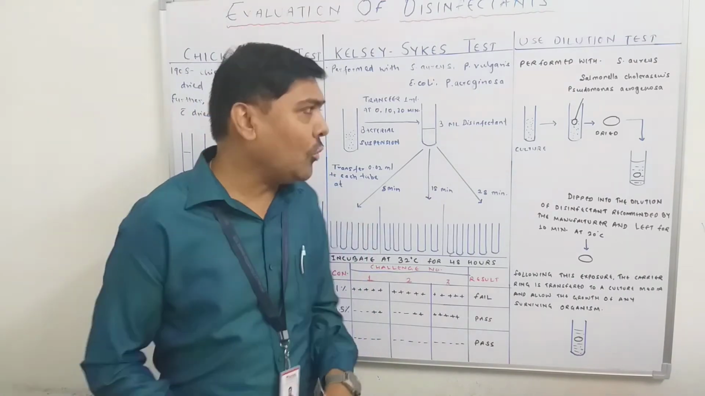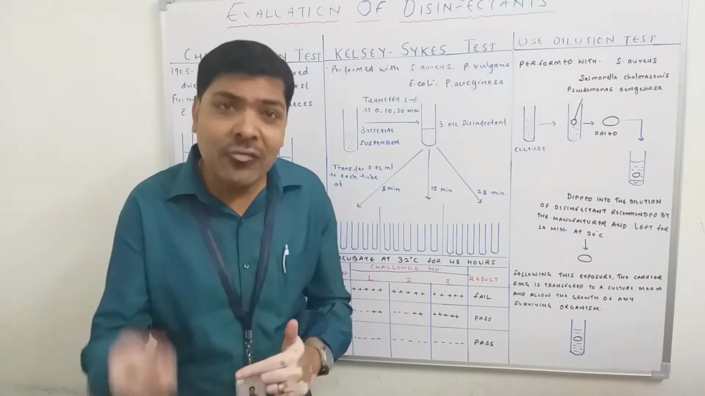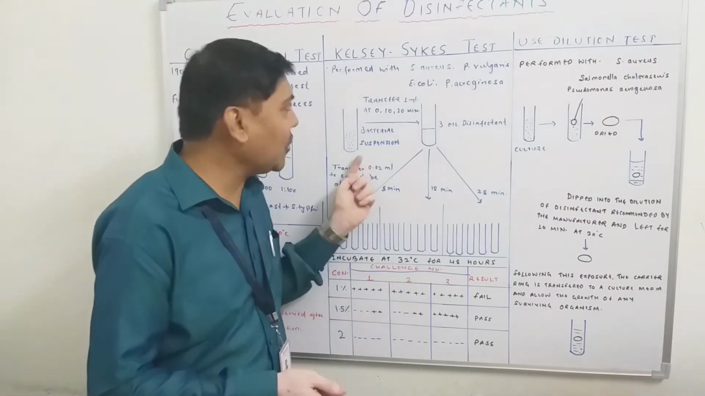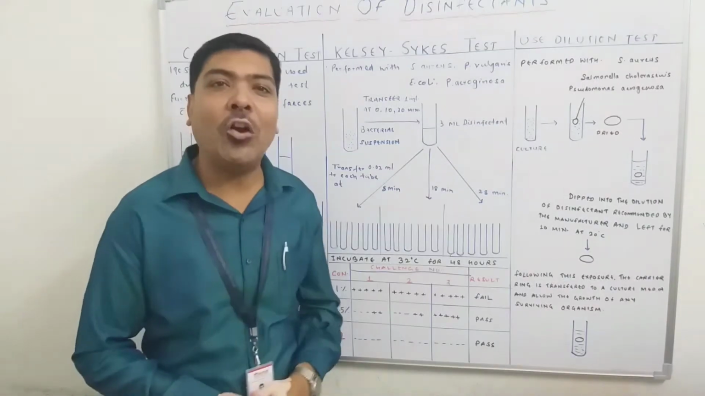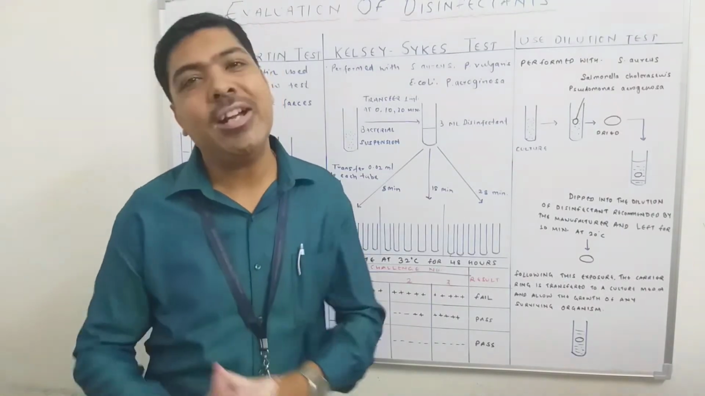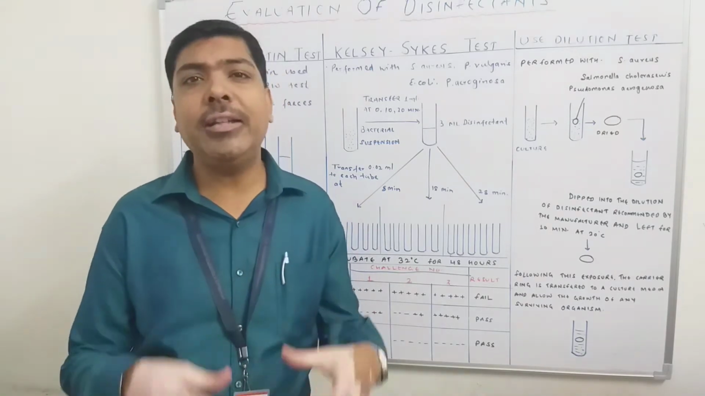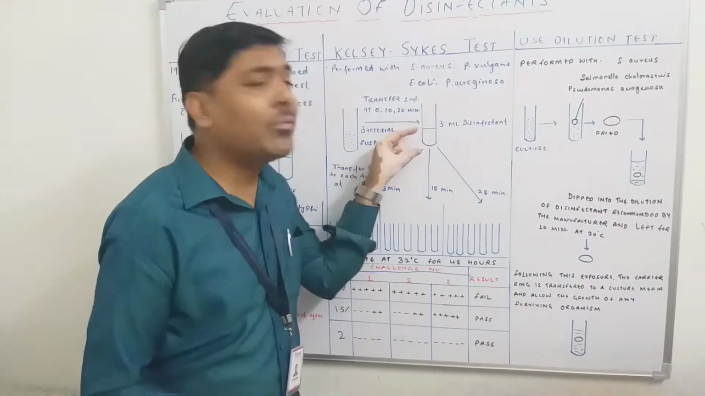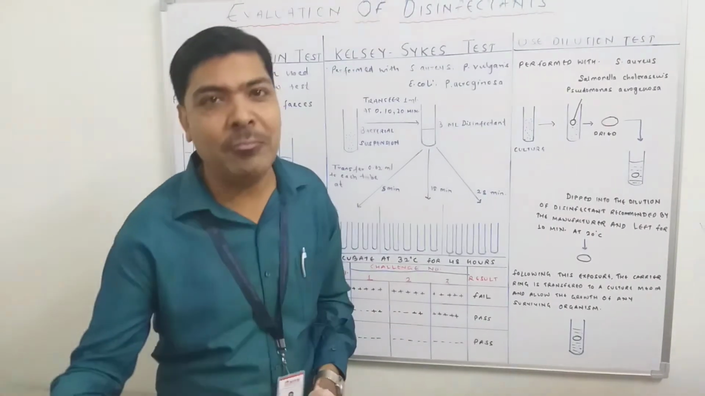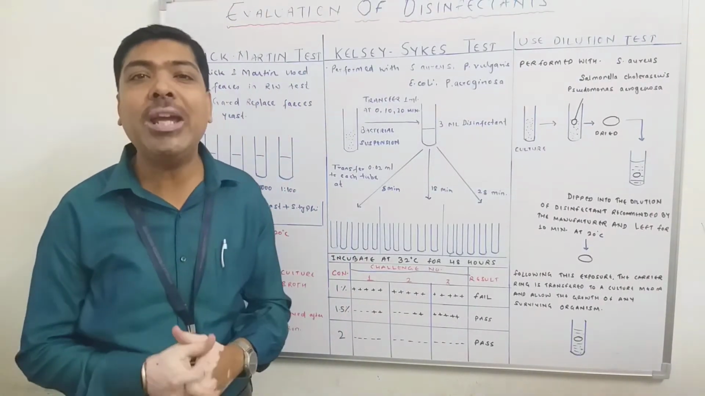When the 10 minutes is achieved, we again add 1 ml of the bacterial suspension to the same 3 ml of the disinfectant. We are not changing the dilution or the amount of the test disinfectant. In the same 3 ml, at the 10th minute, the second loading of the bacterial suspension is done.